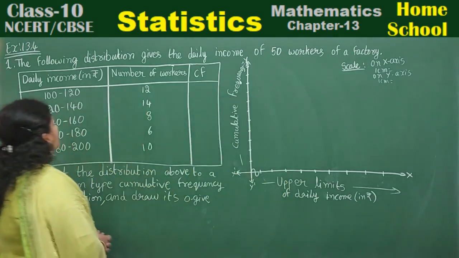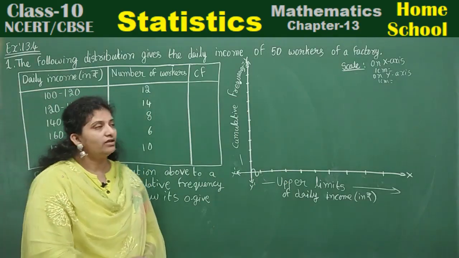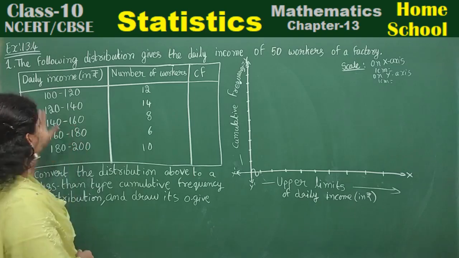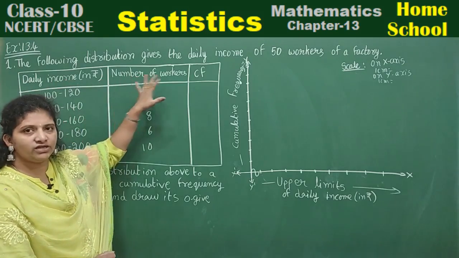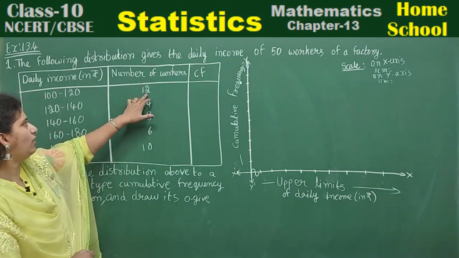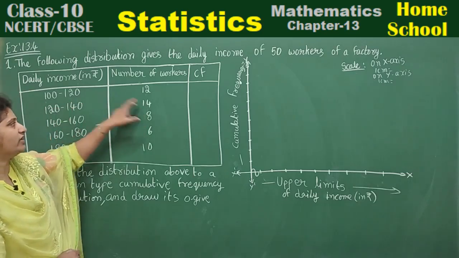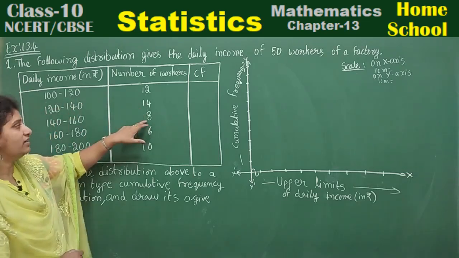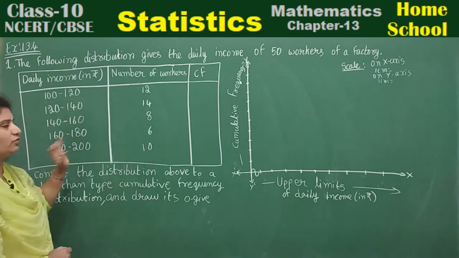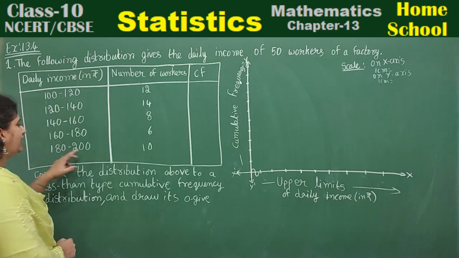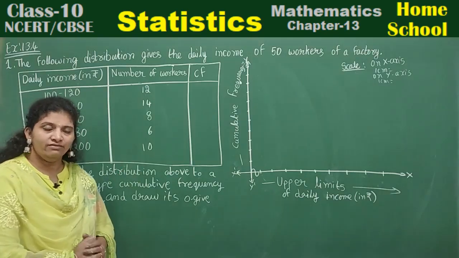First problem. The following distribution gives the daily income of 50 workers of a factory. They have given a frequency distribution here: daily income in rupees, and number of workers. Number of workers means frequency. 12 workers have a daily income of 100 to 120 rupees, 14 workers 120 to 140, 8 workers 140 to 160, 6 workers 160 to 180, and 10 workers 180 to 200 rupees.